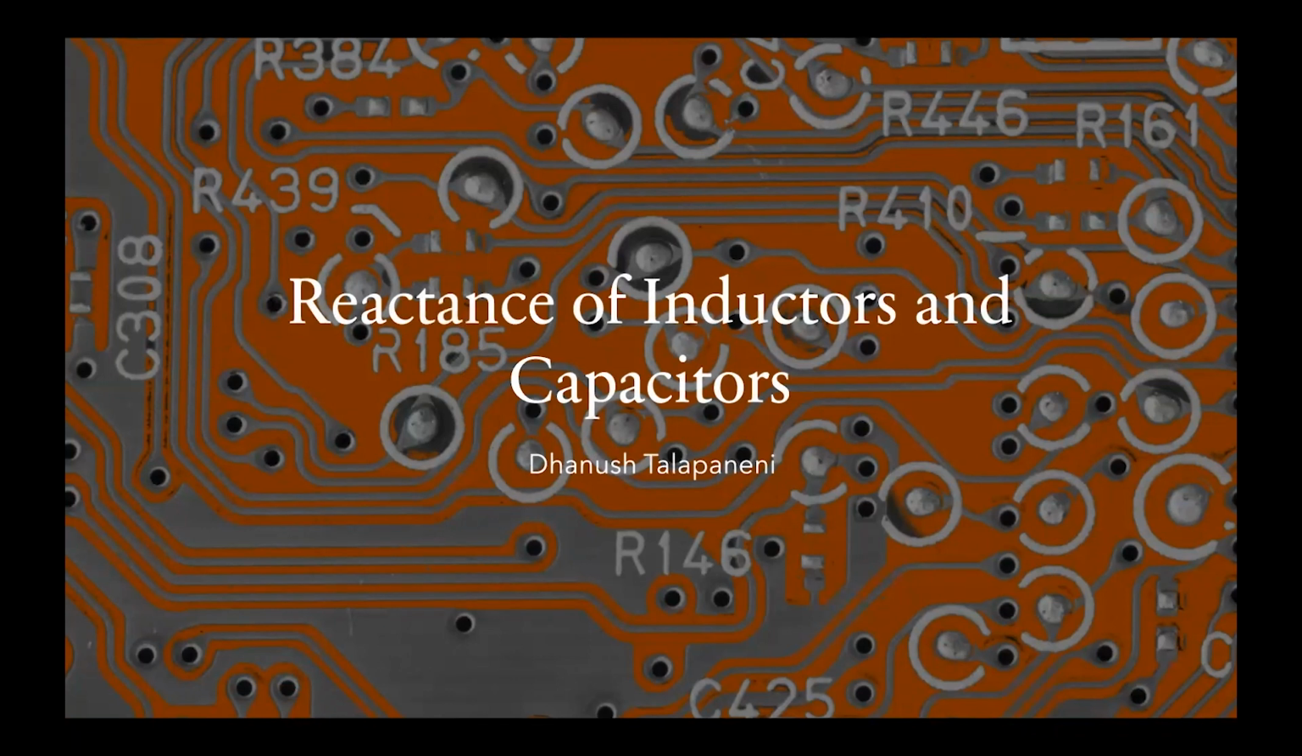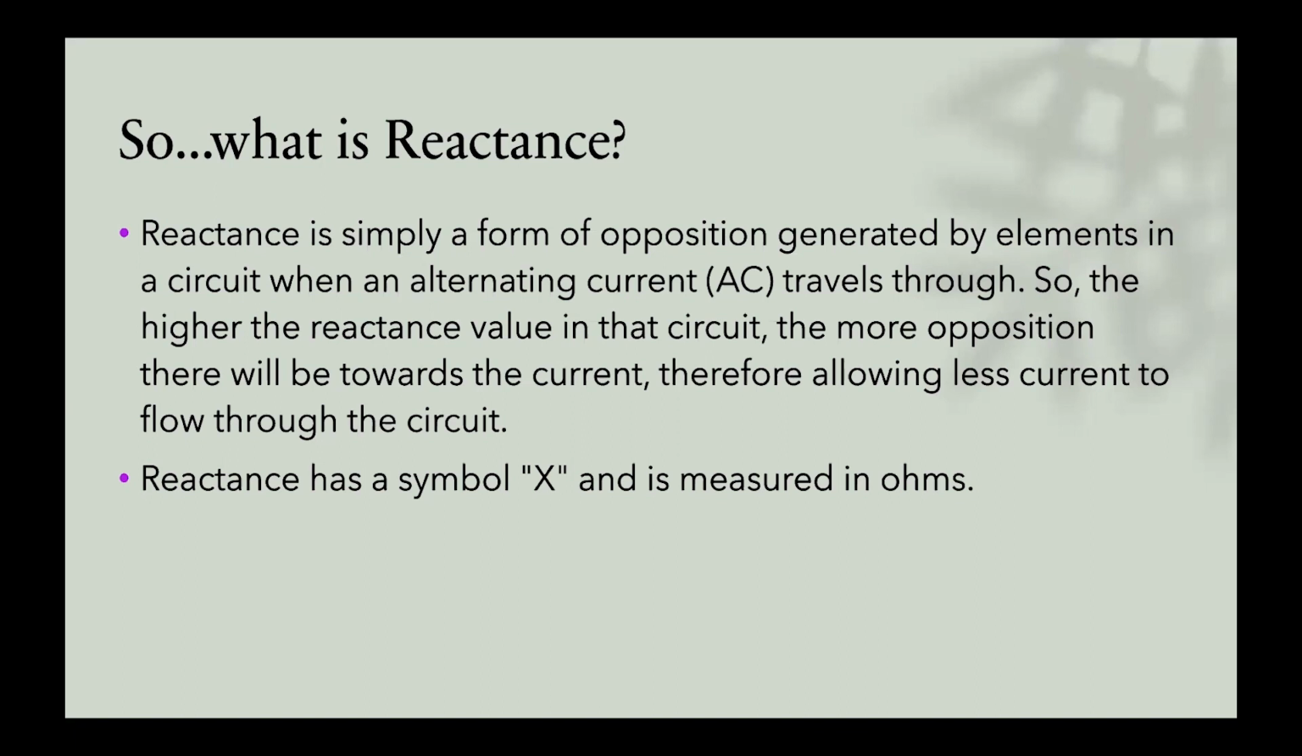Welcome. Today we're going to be talking about reactance of inductors and capacitors. So, what is reactance? Reactance, simply put, is just a form of opposition generated by different elements in a circuit when alternating current flows through the circuit, that will try and pretty much resist the current, almost like a resistor. And it's very similar to resistance.